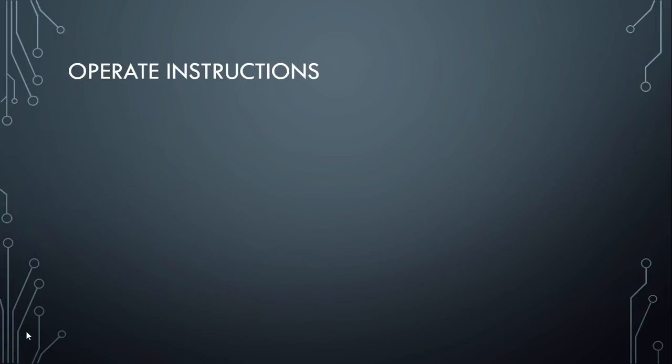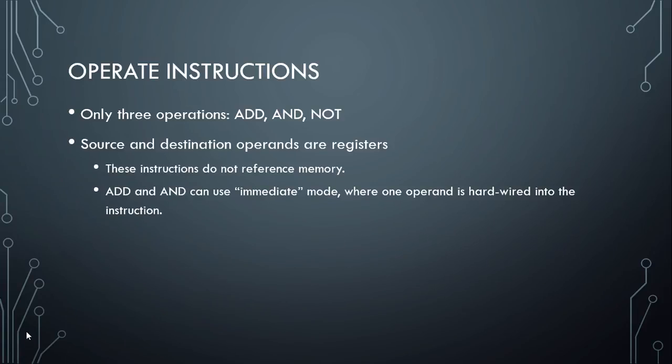All right, let's get into our operate instructions. There are only 3 operations in the LC3: AND, ADD, and NOT. Now, the source and destination operands are registers. So you're never going to reference memory. These instructions don't use that. In fact, they're only ever going to use registers because it's meant to be a temporary operation. Now, AND can use immediate mode, where one operand is hardwired into the instruction. So you can actually hardwire a value into the program that you want it to use.